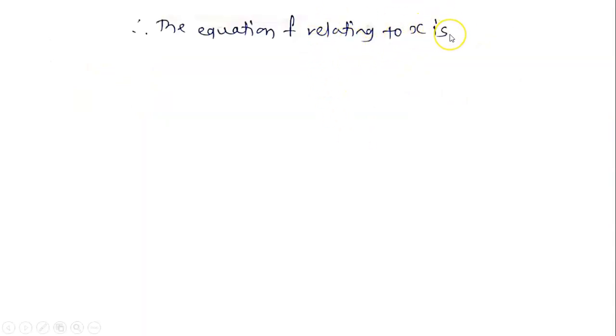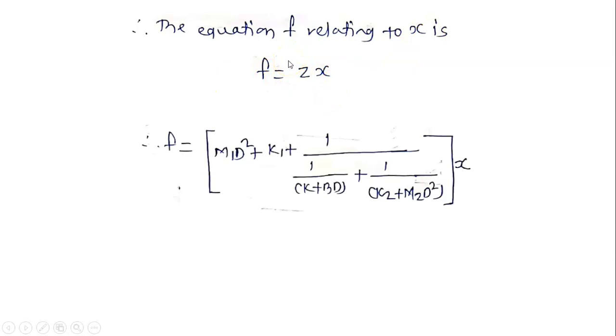Therefore, we will obtain the equation F relating to X as F is equal to Zx. Therefore, substituting the value of Z, F is equal to M1D square plus K1 plus 1 divided by 1 upon K plus BD plus 1 upon K2 plus M2D square into X. Therefore, this is the equation F relating to the X.